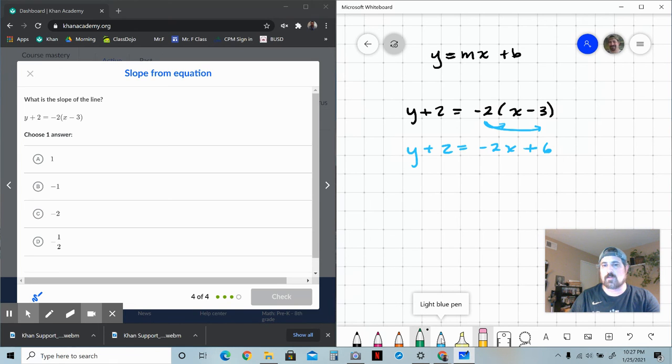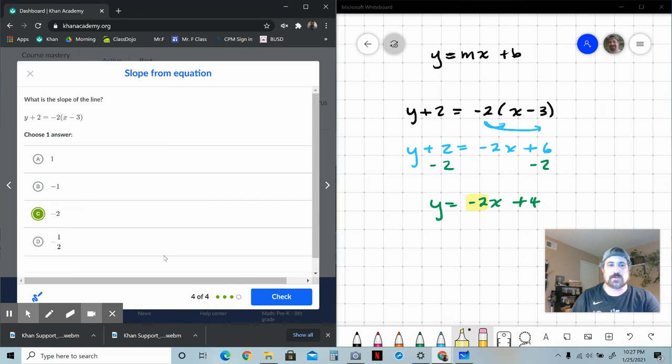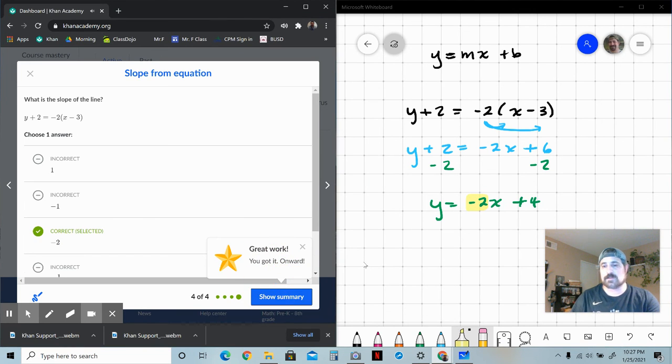And then you're going to want to get the y by itself. So how do you undo plus 2? You minus 2 to both sides, and you get y is equal to negative 2x plus 4. Okay. Now, obviously, the plus 4 is just the y-intercept, not the slope. The slope is the coefficient of x, which in this case happens to be negative 2. So there's your answer. And that's all there is to it. You just got to solve for y algebraically, put it in y equals mx plus b, and the coefficient of x is your slope, m.